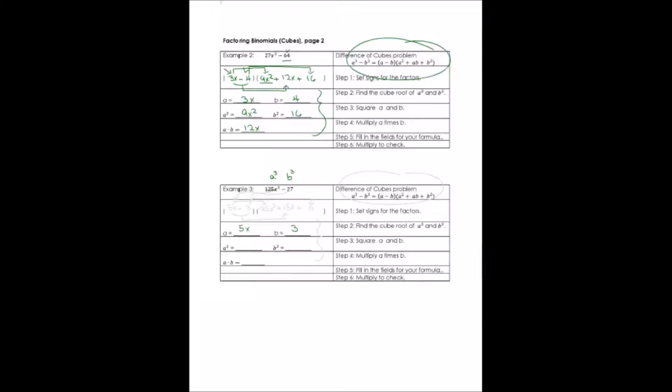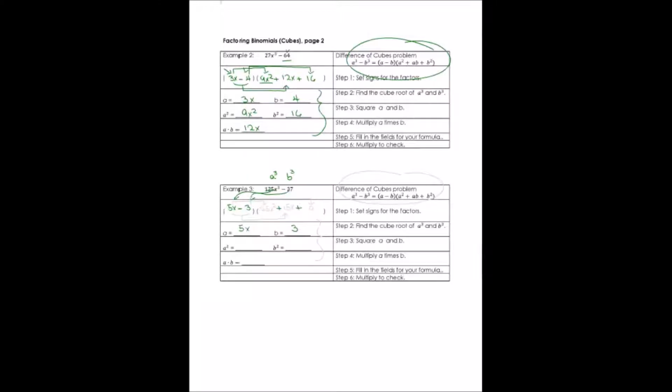So what do I do with setting my signs? Well, I'm going to match the problem, opposite, always positive. Now, I'm going to say the cube root of this first term goes right here. The cube root of 125, I've already found it, is 5x. The cube root of 27 is 3. Now, I'm not going to worry about the problem.